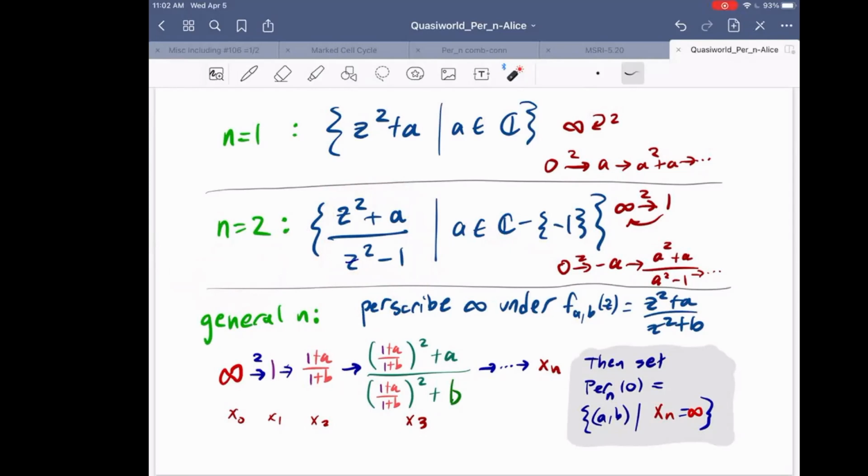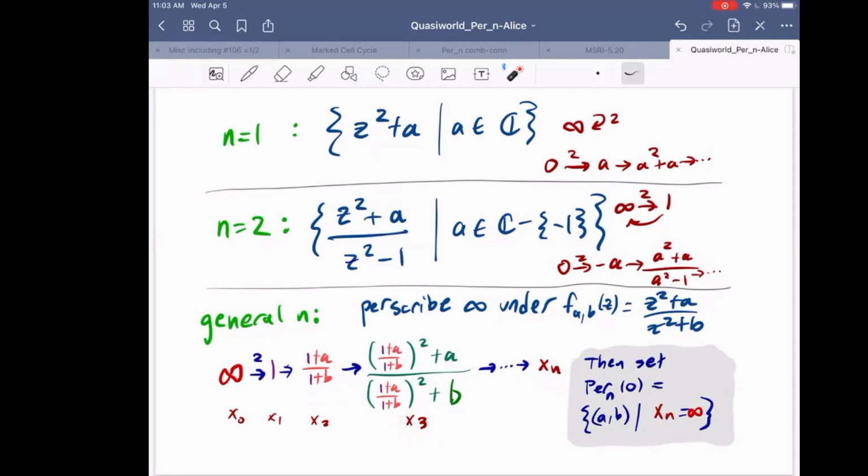And if you wanted to play this game for general n, the goal is that you would use this functional equation and you would prescribe the behavior of infinity under this. So infinity would map to 1 always, and then 1 maps to (1 plus a) over (1 plus b). Of course, we're agnostic about what a and b are. But then these would map to 1 plus a. I'm not going to try to read that whole equation, but we can just call that x3, and so on and so forth. And at each step, we'll get this xn.